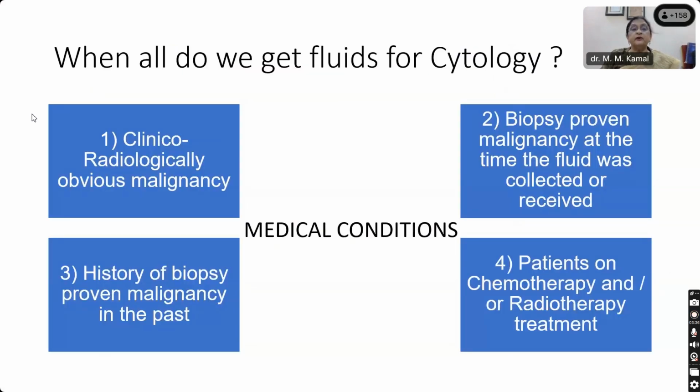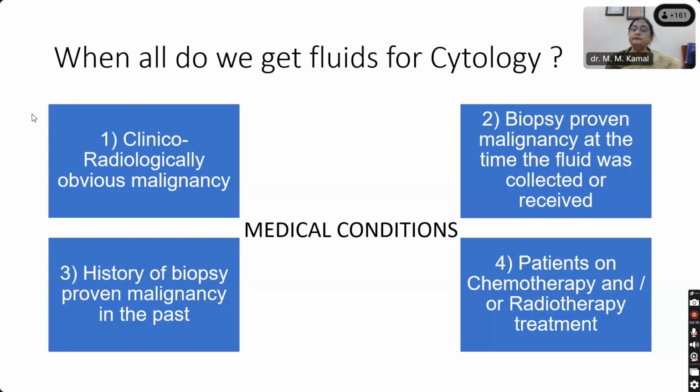So let us move. When do we get fluids for cytology? What are the different situations? Tell me. It's all written over here. I have not animated it, so it's easy for you. The first situation, Shakti? First is clinically, radiologically obvious malignancy. In your section, you get a nice history, and the radiological findings show that there is a growth in the lung, and clinically also the patient is showing all signs and symptoms of malignancy. That's one very obvious situation.